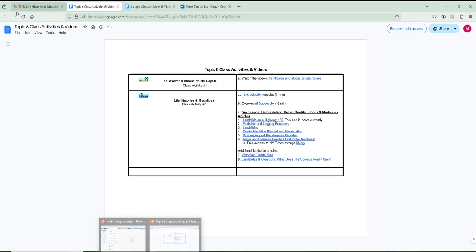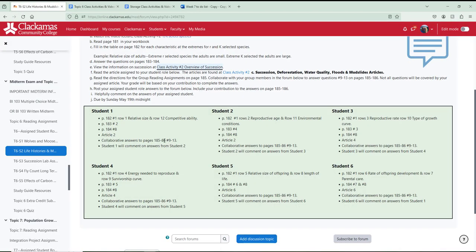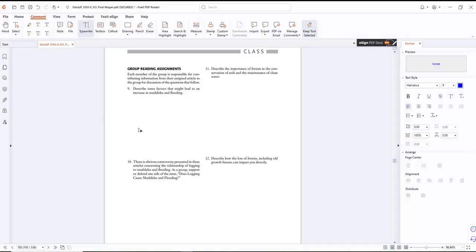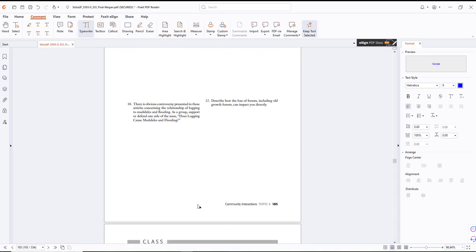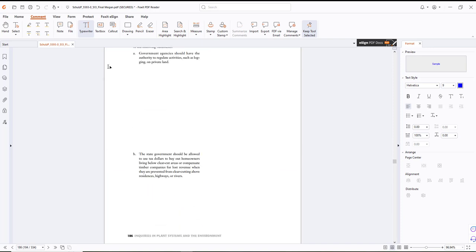If we look at the questions, we're going to answer questions 9 through 13. Based on those articles, describe some factors that led to these mudslides. We're looking at what human activities contributed to the mudslides and what could have prevented that from happening. Then we go into the ethics behind it.